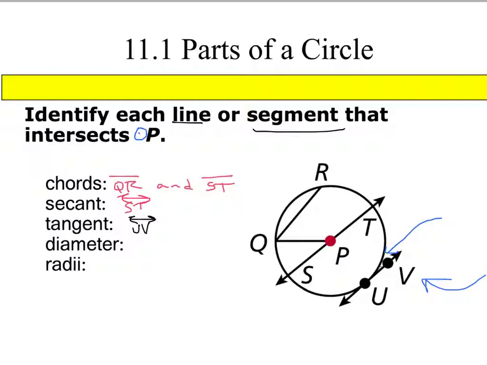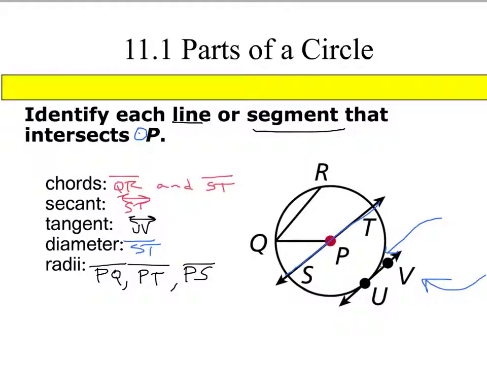Okay, the diameter is ST. Make sure that is line segment ST. Last but not least is radii. That's several of them. It goes PQ, it goes PT, and it is PS. So PQ, PT, PS. Sweet. Awesome.